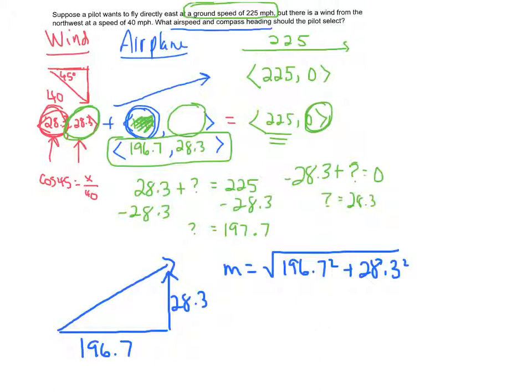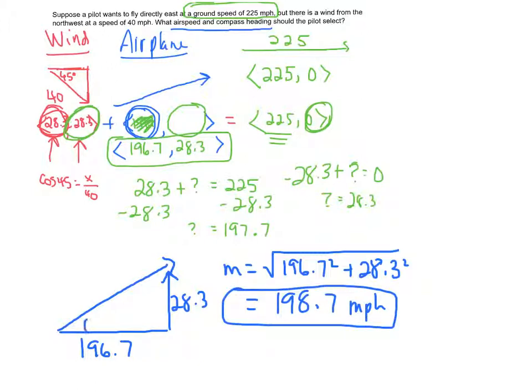So let me plug this in my calculator. And when I do that, I get 198.7 for my magnitude, and that would be in miles per hour. So I've got my magnitude, 198.7 miles per hour. Now I need to figure out my angle, theta.